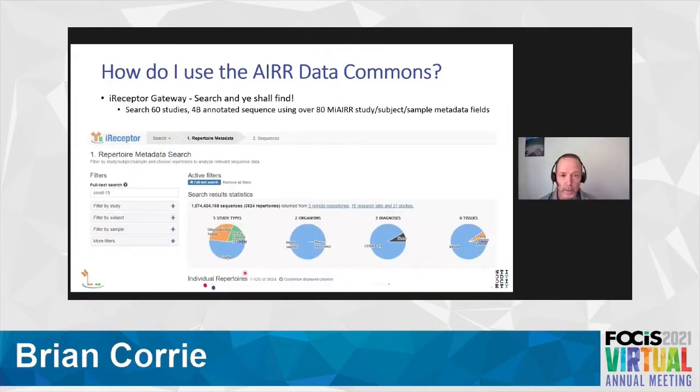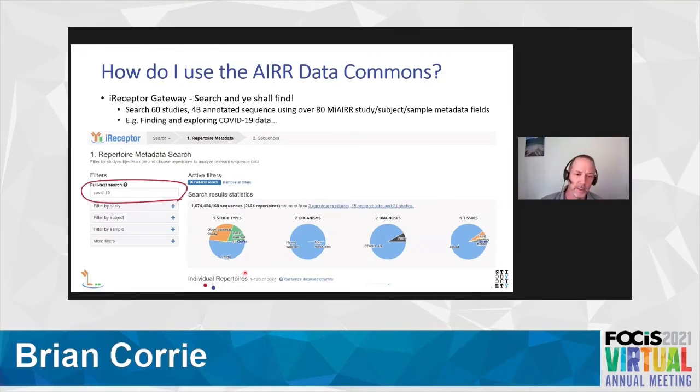So how do you use the AIRR Data Commons? Again, one of the easy ways to do that is through the iReceptor gateway. You're able to search these 60 studies using the 80 MiAIRR subject sample metadata fields. I think, Christian, you said 63. I thought it was more like 80, but you're probably correct on that.